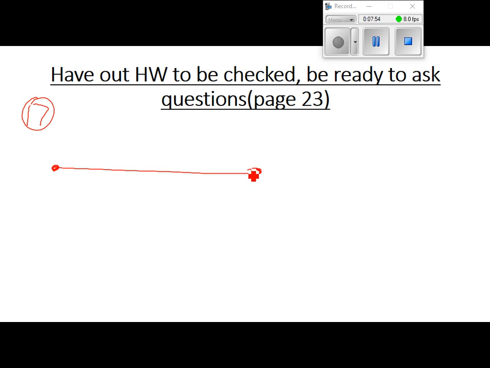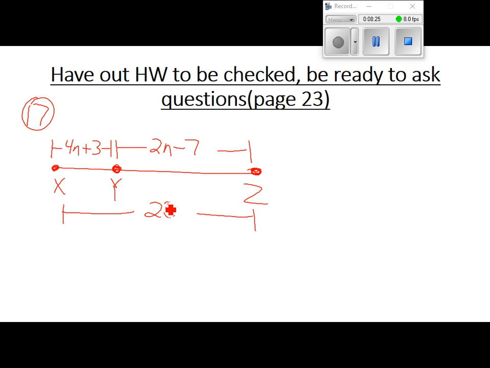I think it tells us to do the same thing, doesn't it? Same setup. What was this again? Y, X and Z. Let's go through this. What do they tell us about segment XY? 4n plus 3. What do they tell us about YZ? 2n minus 7. What do they tell us about XZ? 20. Yep. What are you going to do with these two? Add them together. What's 4n and 2n give us? 6n, 3 and negative 7, minus 4, all of that should equal what?